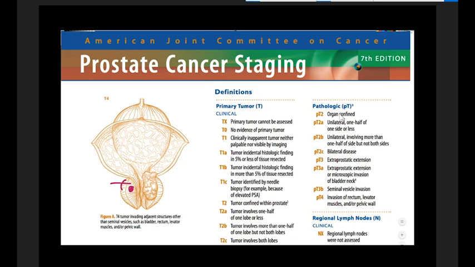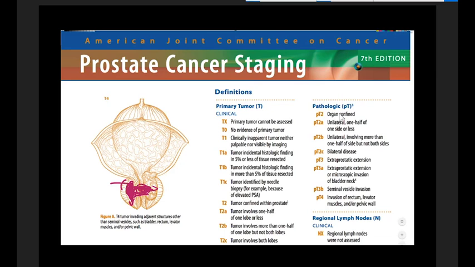PT2A, there's unilateral involvement of 1/2 of one side or less. So we might have something like this, but it doesn't involve the other 50% below down here. PT2B, there's unilateral involvement, but more than 1/2 of one side, so the volume of involvement is greater than 50%. That's very straightforward, but there's no contralateral involvement of the opposite lobe. Bilateral disease, the opposite lobe is involved. It's self-explanatory, and we have midline crossing.